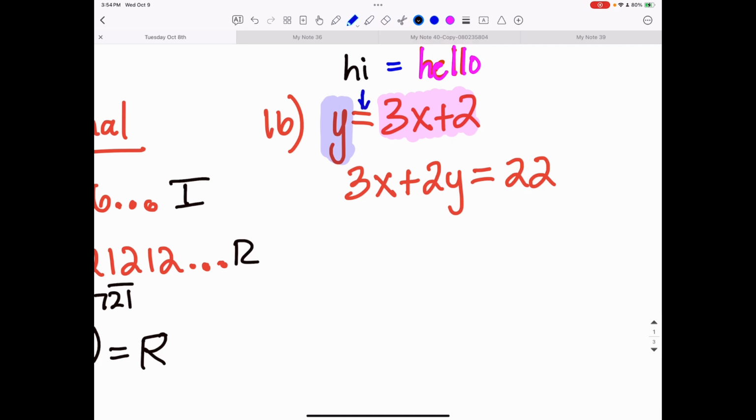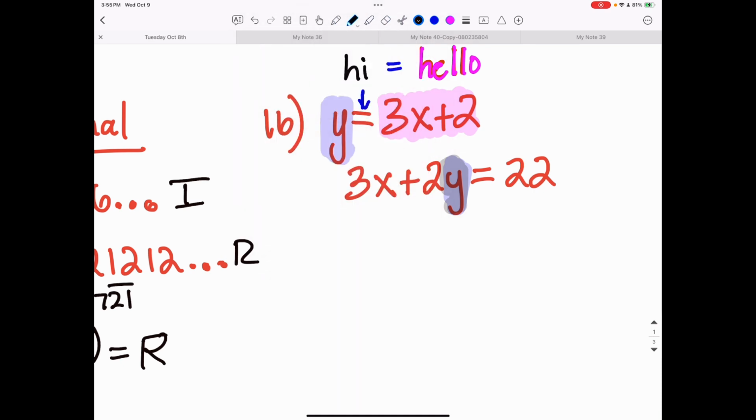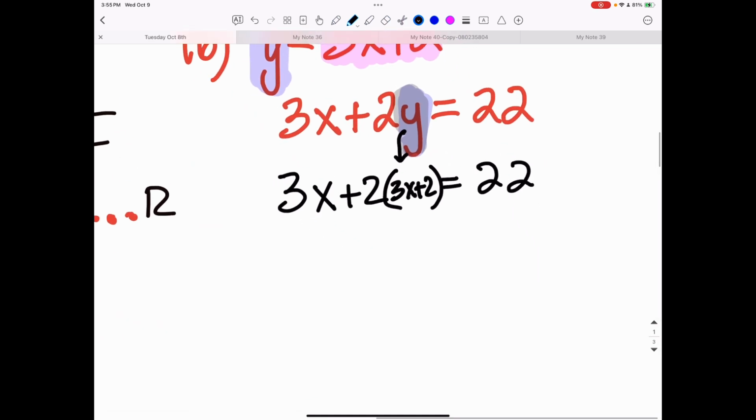Okay, so in this next sentence, I see the word hi right there. Should have made that in blue. There's the word hi. So I'm going to write that same sentence, but I'm going to replace hi with hello. Okay, 3x plus 2 equals 22, right? So I'm going to take this hi out, and I'm going to replace it with hello, which is 3x plus 2. Sorry about my writing. So that's all I'm doing. And this guy is hello. So I wrote the same sentence. I just took out hi and replaced it with hello.